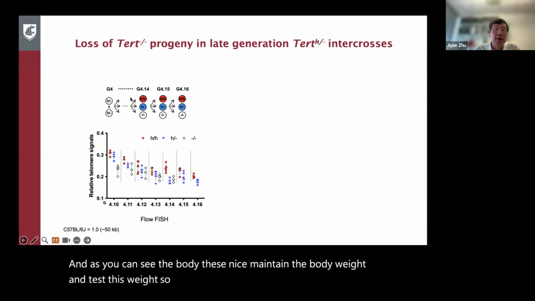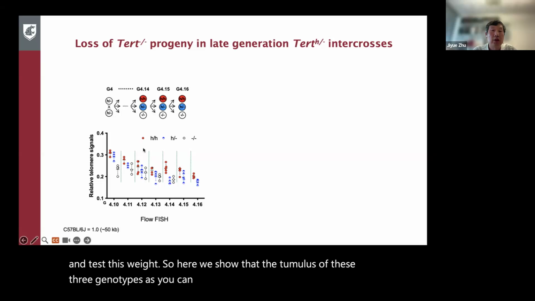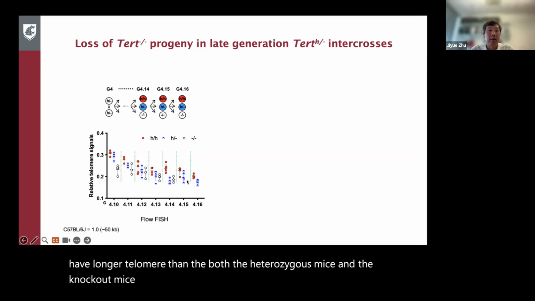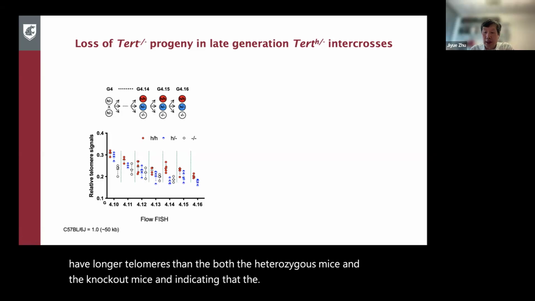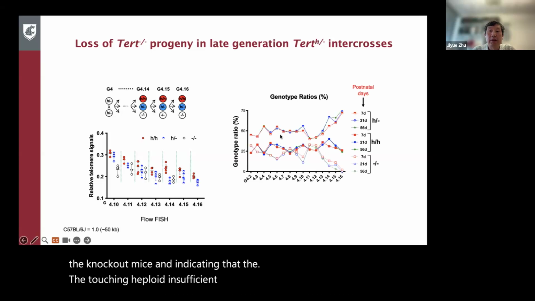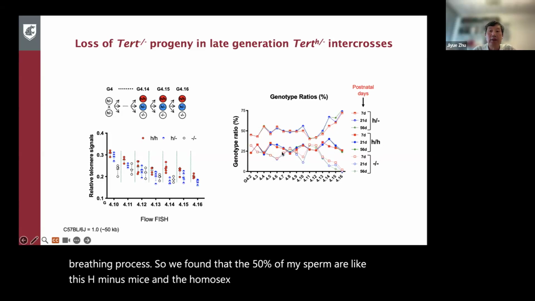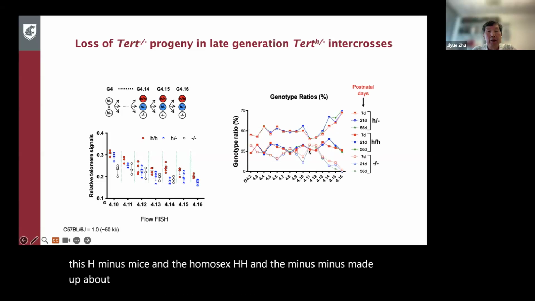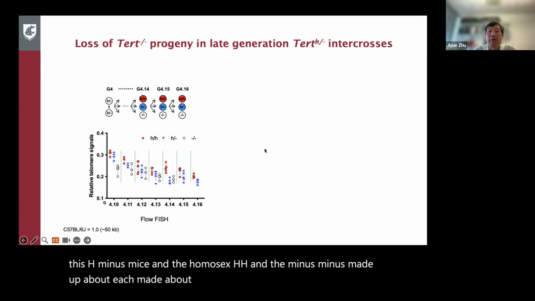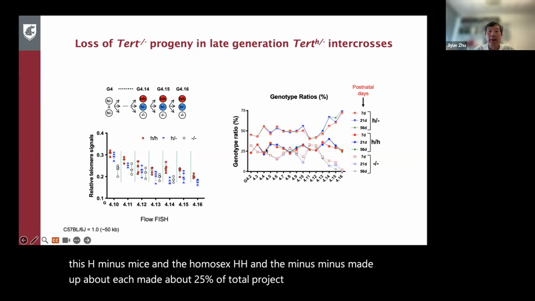Here we show the telomere length of these three genotypes. As you can see, the HH homozygous mice tend to have longer telomere than both the heterozygous mice and the knockout mice, indicating that the HM13 is haploinsufficient. Throughout most of the breeding process, we found that 50% of mice born are heterozygous H minus mice, and the homozygous HH and the minus made up about 25% of total progeny. This follows the Mendelian genetics.